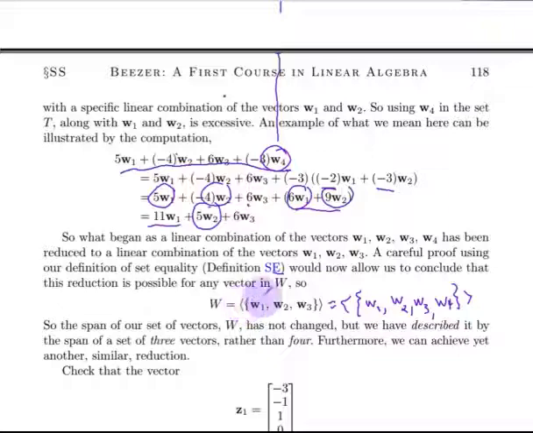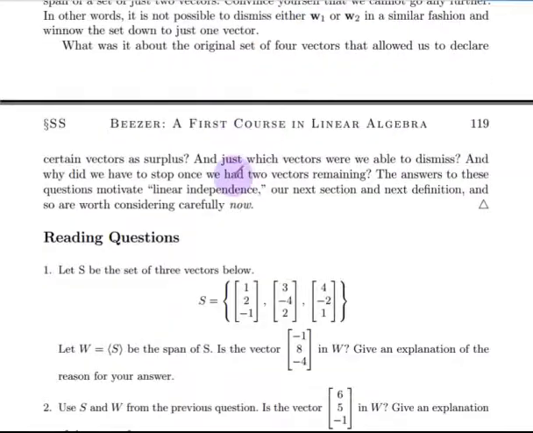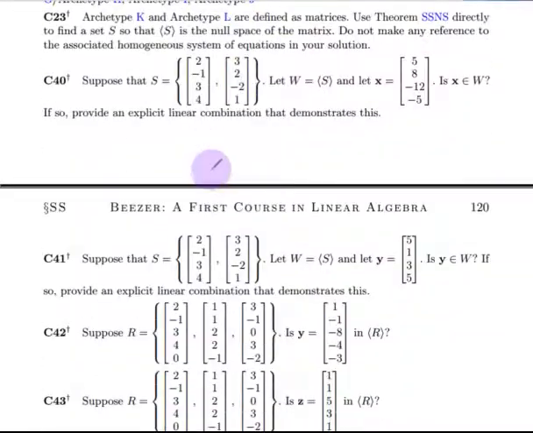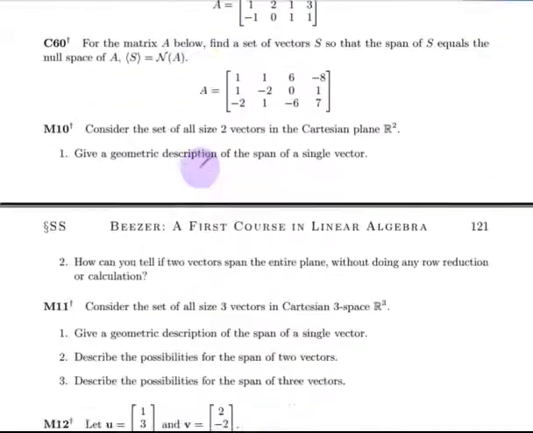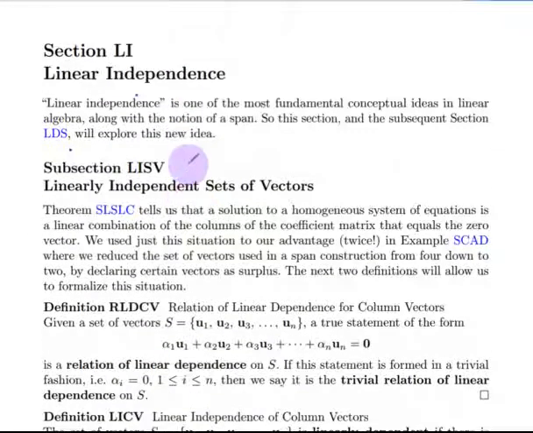Okay, so the question is, how can we tell when we have unnecessary vectors in the set of vectors that we're taking the span of? How do we know when we can throw out a vector and still retain the same span? So that's going to relate to this notion of linear independence.